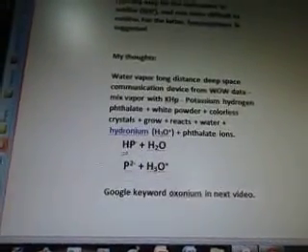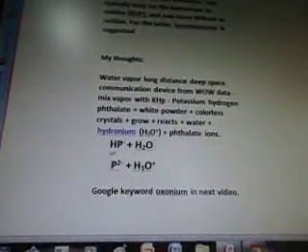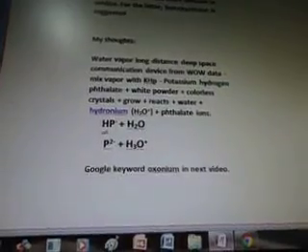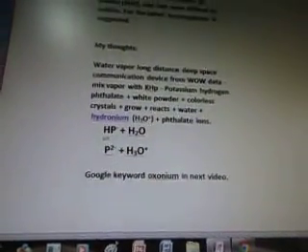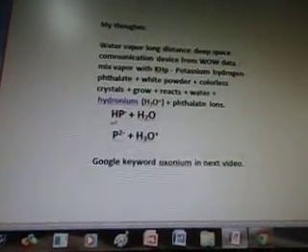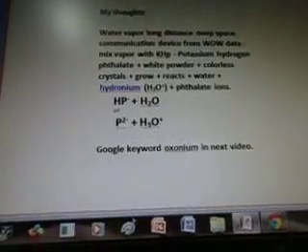My thoughts. The water vapor long distance deep space communication device from the WOW data. Mix your vapor with the KHP potassium hydrogen phthalate, white powder, colorless crystals, grow, it reacts, add your water and your hydronium H3O phthalate ions. So I'm going to Google the keyword oxonium in the next video.